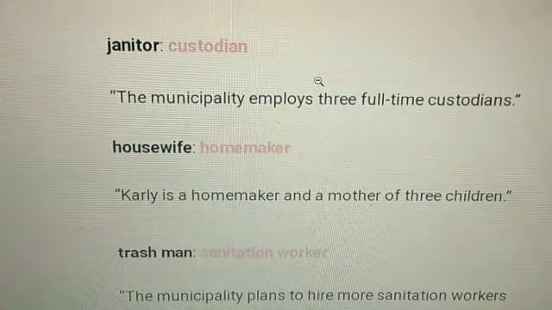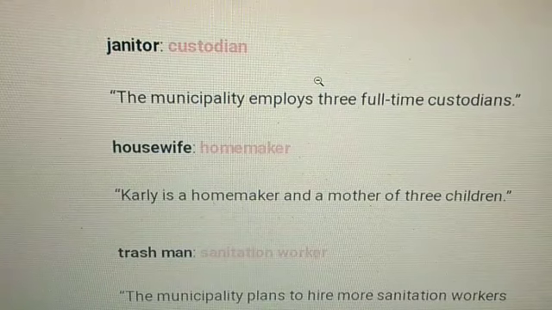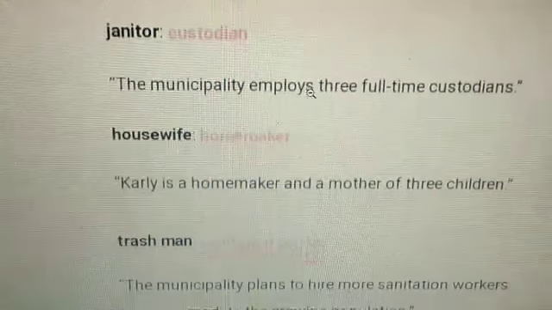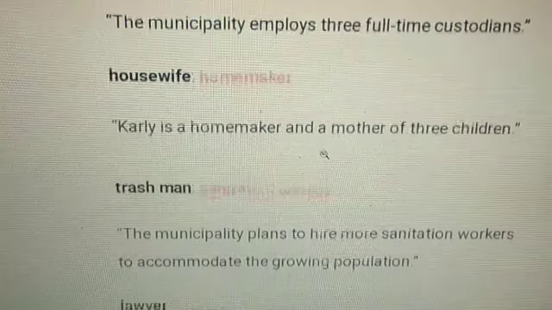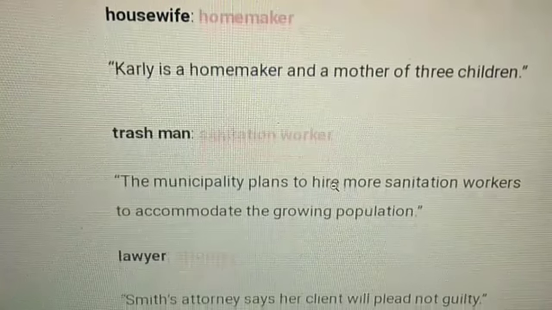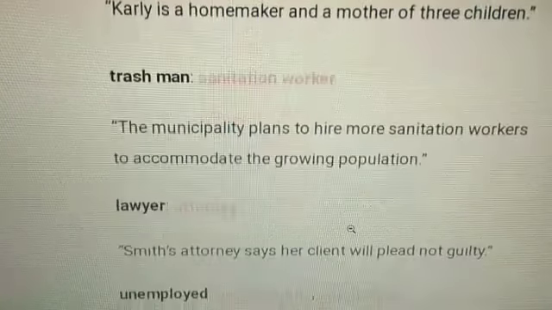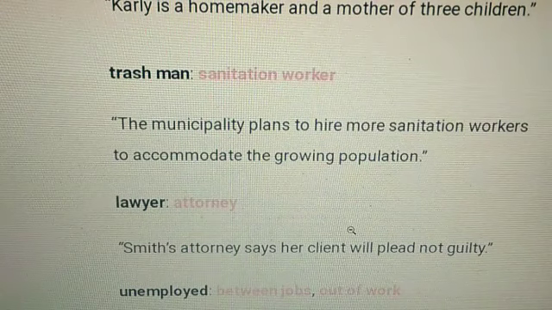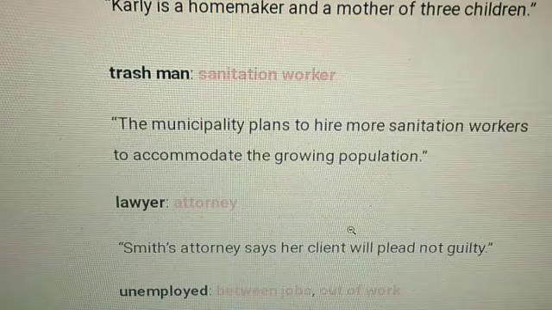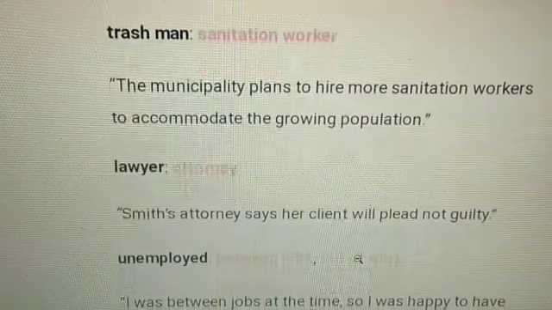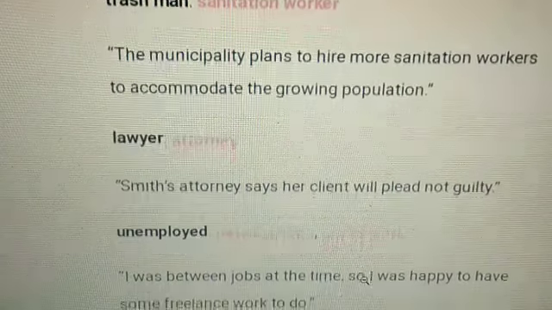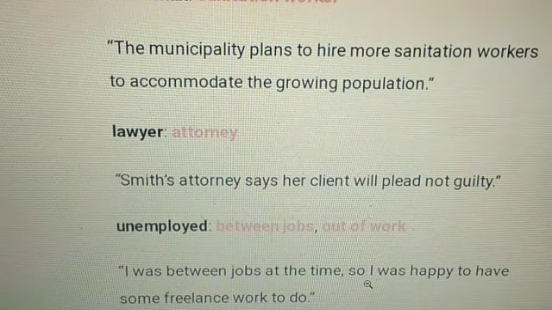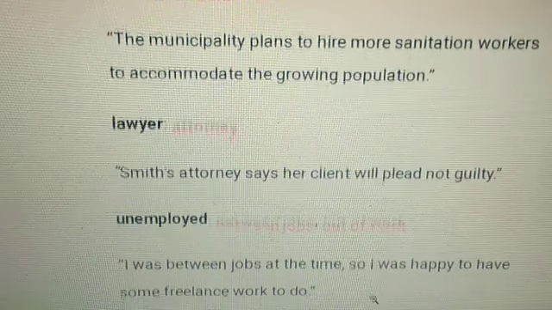Janitor, custodian. The municipality employs 3 full-time custodians. Then for housewife, homemaker. Kali is a homemaker and a mother of 3 children. Trashman, sanitation worker. The municipality plans to hire more sanitation workers to accommodate the growing population. Lawyer, attorney. Smith's attorney says her client will plead not guilty.